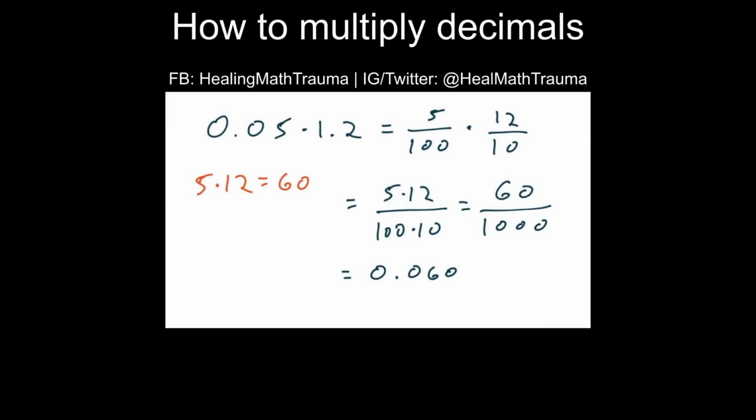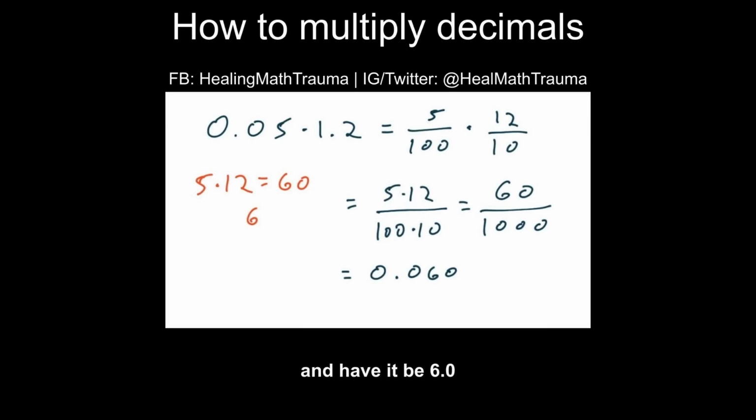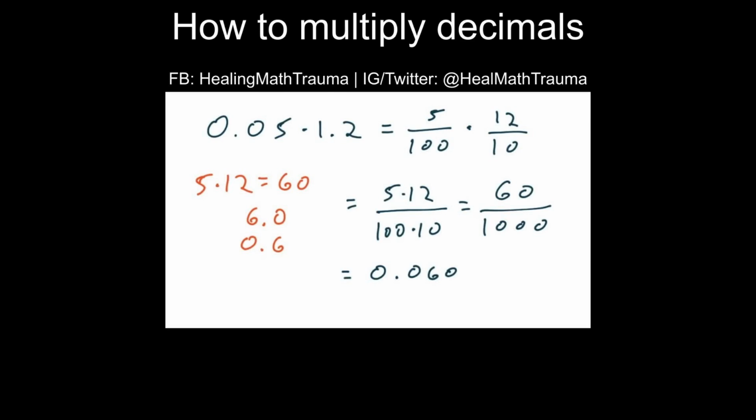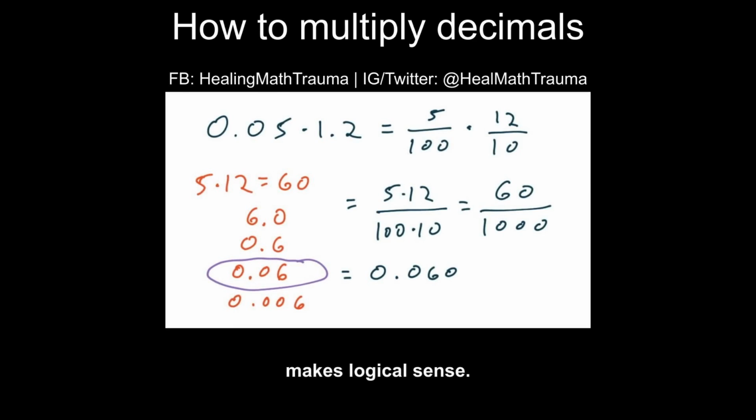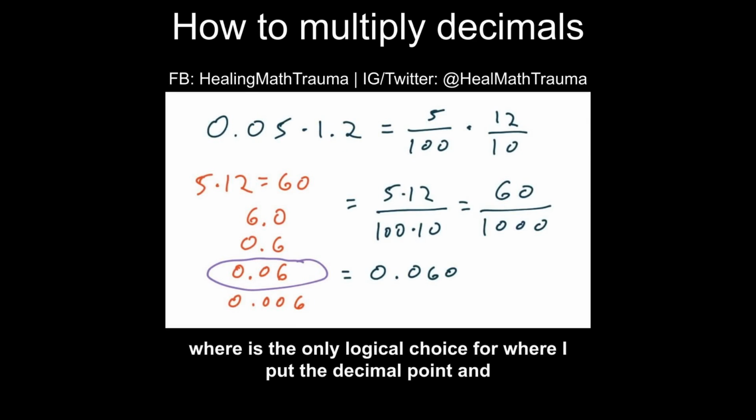Well, what are the choices about where to put the decimal point here? Obviously, 60 is too big. If I put it right there, and have it be 6.0, that's still way too big. 0.6 is way bigger than 0.05, so it's not a little bit bigger, it's quite a bit bigger. If I move it 1 over or 2 over, I can see that this right here is the only choice that makes logical sense. 0.06 is a little bit bigger than 0.05. This is way bigger and this is way smaller. And so I can also just use estimation to multiply two numbers and then say, okay, what is the only logical choice for where I put the decimal point?